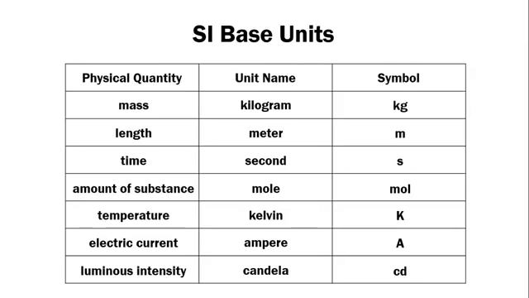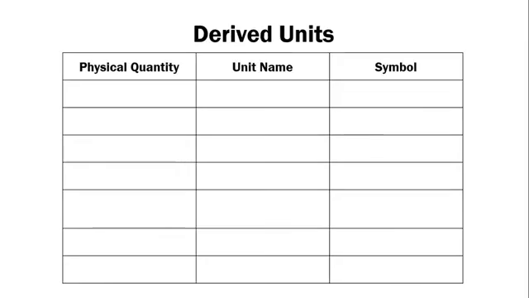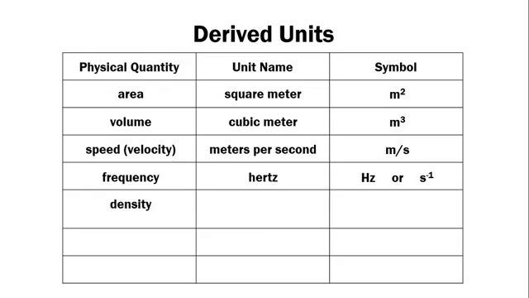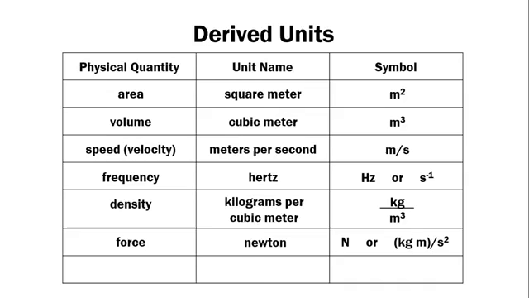So derived units would look like the following. For example, area would be the square meter. Volume is the cubic meter. Speed is meters per second. Frequency is hertz, which is also known as 1/seconds or inverse seconds. Density would be kilograms per cubic meter. Force is newtons, which would be defined as mass times acceleration, kilogram meter per second squared. And pressure, the Pascal, would be defined as force divided by area, so kilogram per meter second squared.